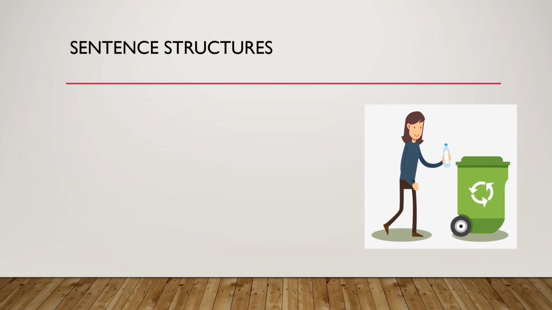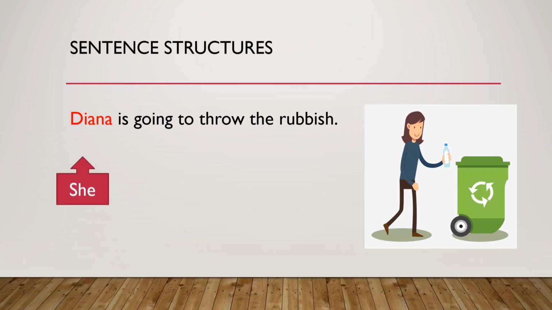Next, Diana is going to throw the rubbish. Why do we use is? It's because Diana, as you can see in the picture here, is only one person. And Diana, we can replace it with the subject pronoun she. So, since we use she, we use is. The sentence structure becomes Diana is going to throw the rubbish.